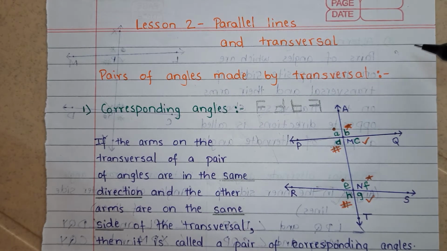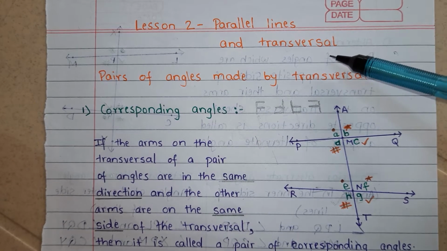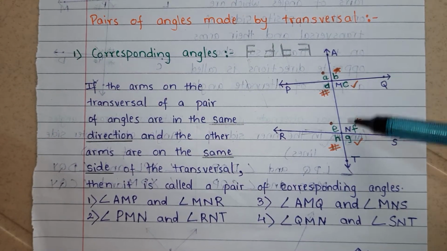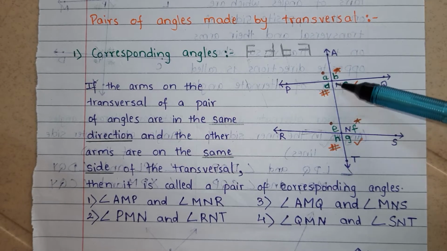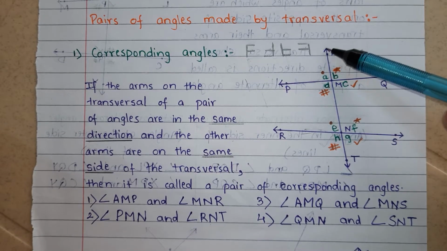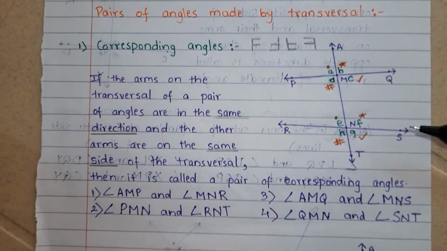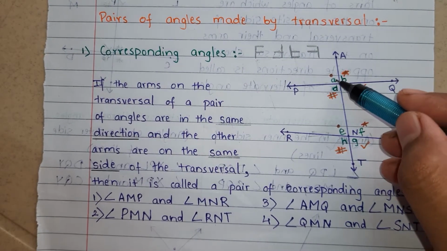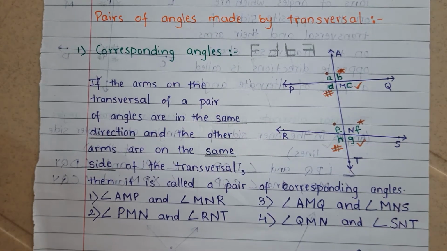Parallel lines means the lines which do not intersect each other. And what do you mean by transversal? If two lines are given to you and a third line crosses both these lines in two different points, then this third line is called a transversal. And because of the transversal, a total of 8 angles are formed: A, B, C, D, E, F, G and H.